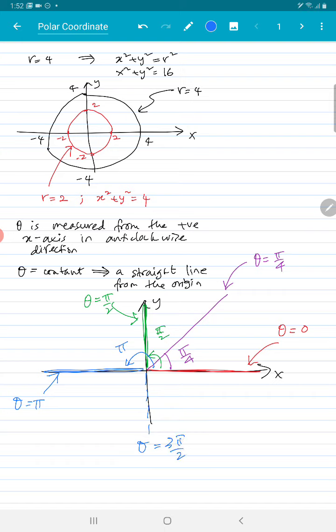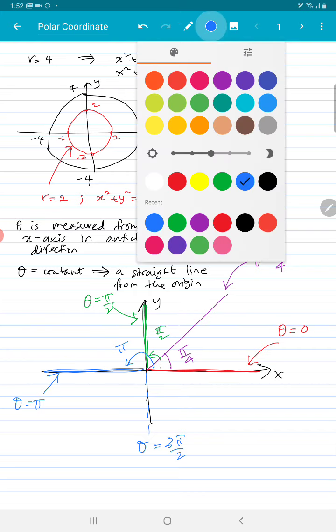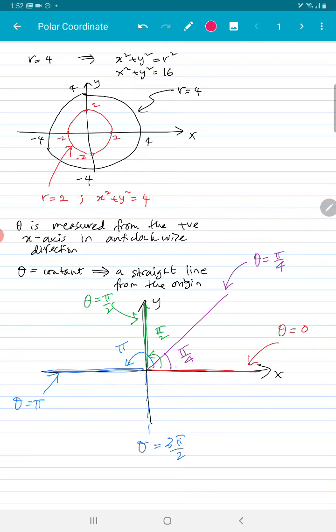And of course, if you have one circle, one rotation, then you'll go back to the positive x-axis. So you can call this theta equals 2 pi, meaning that you go one rotation there.